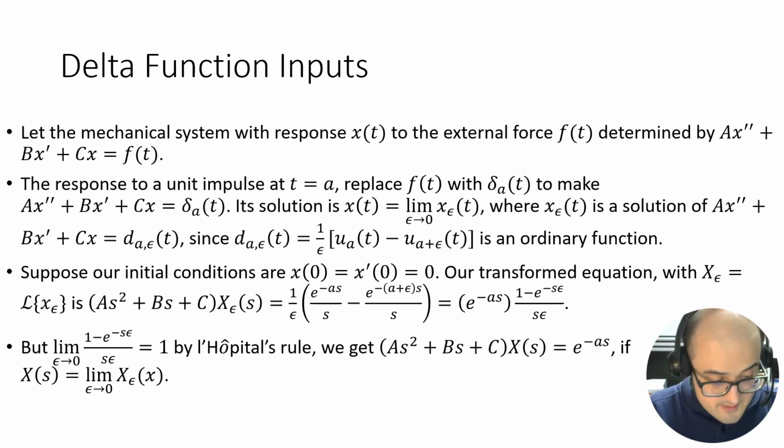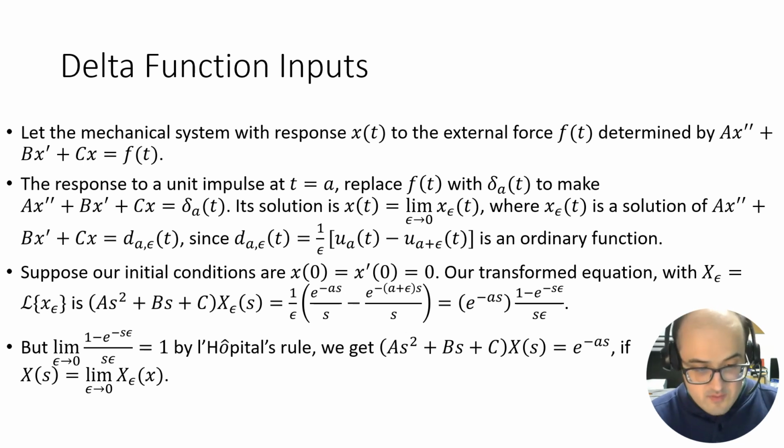So the inputs. We let the mechanical system with response x of t have the external force f of t, determined by a times x double prime plus bx prime plus cx is equal to f of t. The response to a unit impulse at t equal to a is when we replace f of t with delta sub a of t, to make a times x double prime plus bx prime plus cx equal to delta sub a of t.